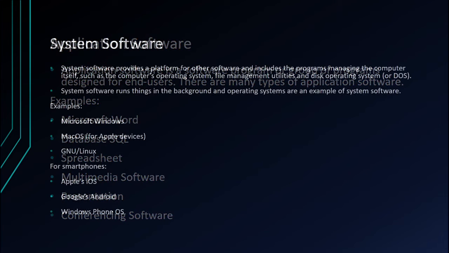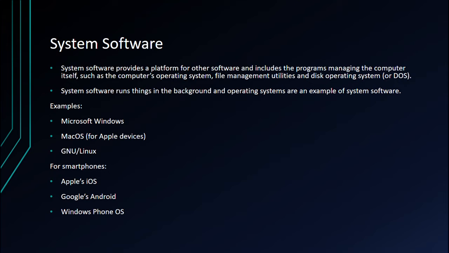So next is our system software. System software provides a platform for other software and includes the programs managing the computer itself, such as the computer operating system, file management utilities, and disk operating system or DOS. System software runs things in the background. Operating systems are an example of system software.